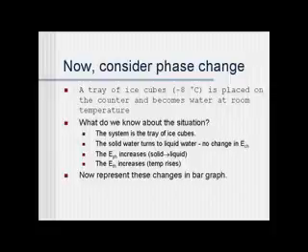We're going to look at a system that has a phase change. We have a tray of ice cubes at -8 degrees Celsius placed on a counter and becomes water at room temperature. And here's what we know. The system is a tray of ice cubes. The solid water turns to liquid water, so there's no change in the identity of the particles. It's still water, so no chemical change has occurred.